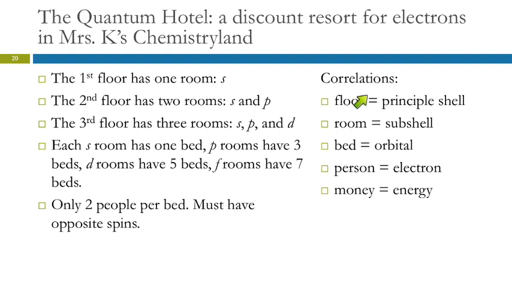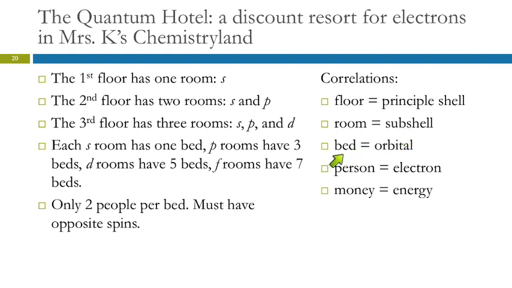Each of the floors in the hotel corresponds to a principal shell in quantum mechanics. So n equals 1, 2, 3, 4, etc. So on that first floor with 1 room, that room is called the S room. And the second floor with 2 rooms, it has S and P. The third floor has S, P, and D. The fourth floor has S, P, D, and F. So each room corresponds to a subshell. So that would be quantum number L.